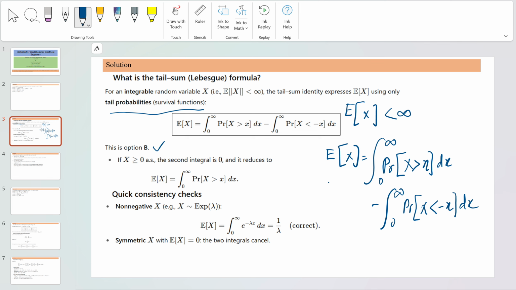If X is greater than or equal to 0, the second integral is 0 and it reduces to the expectation of X equal to the integral of probability of X greater than x dx. You can also do consistency checks. For non-negative X exponential with parameter lambda, the expectation is the integral from 0 to infinity of e to the power minus lambda x dx, which is 1 upon lambda. By symmetry, you can see that the expectation of X is equal to 0, since the two integrals cancel.